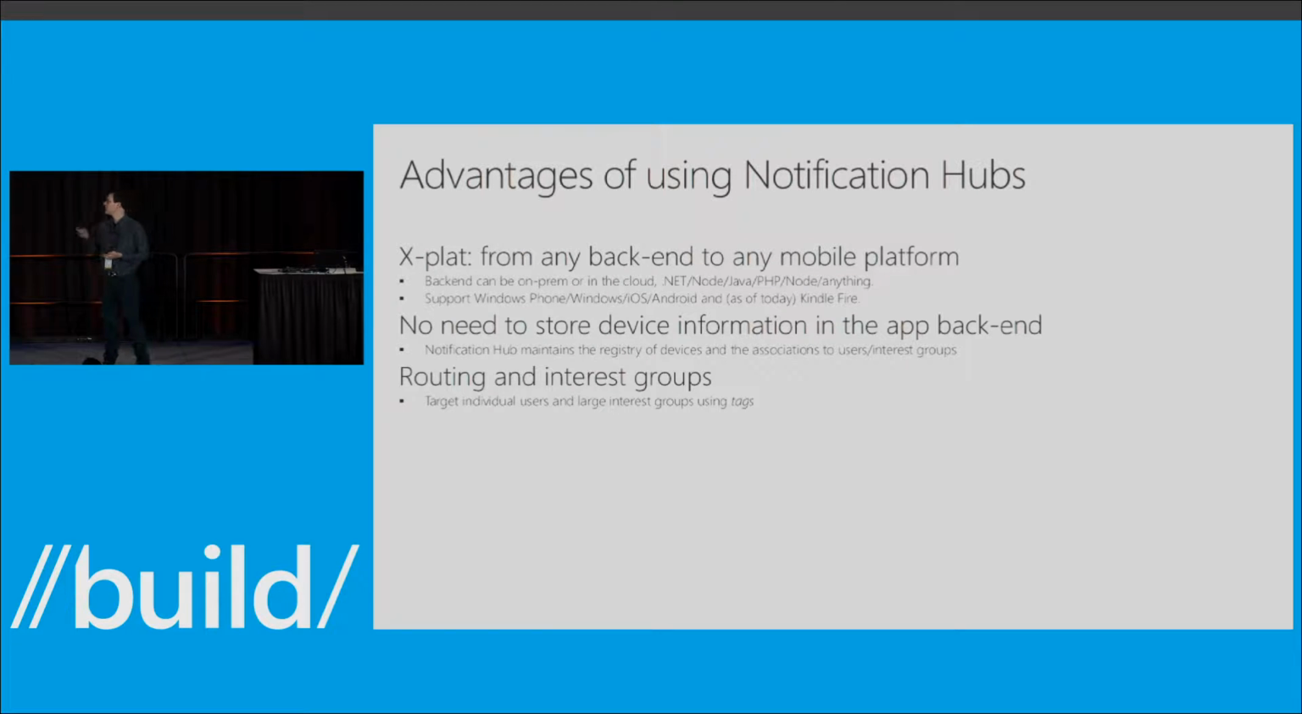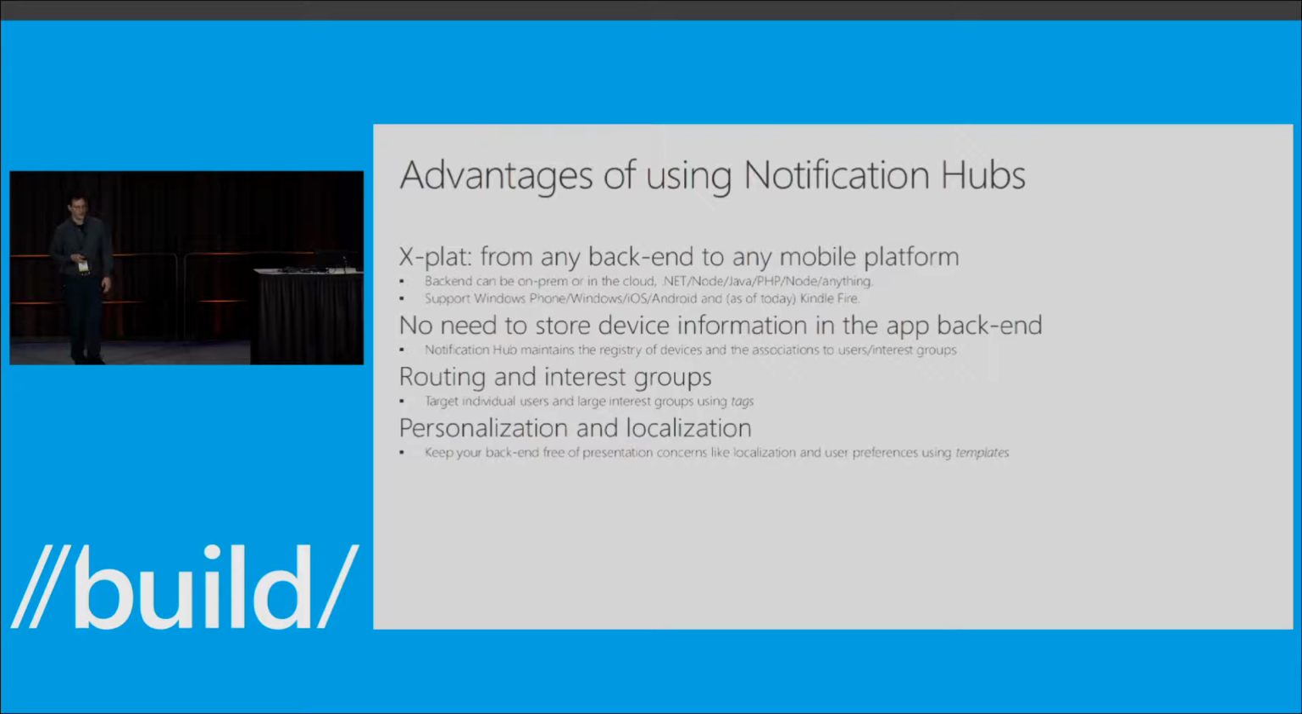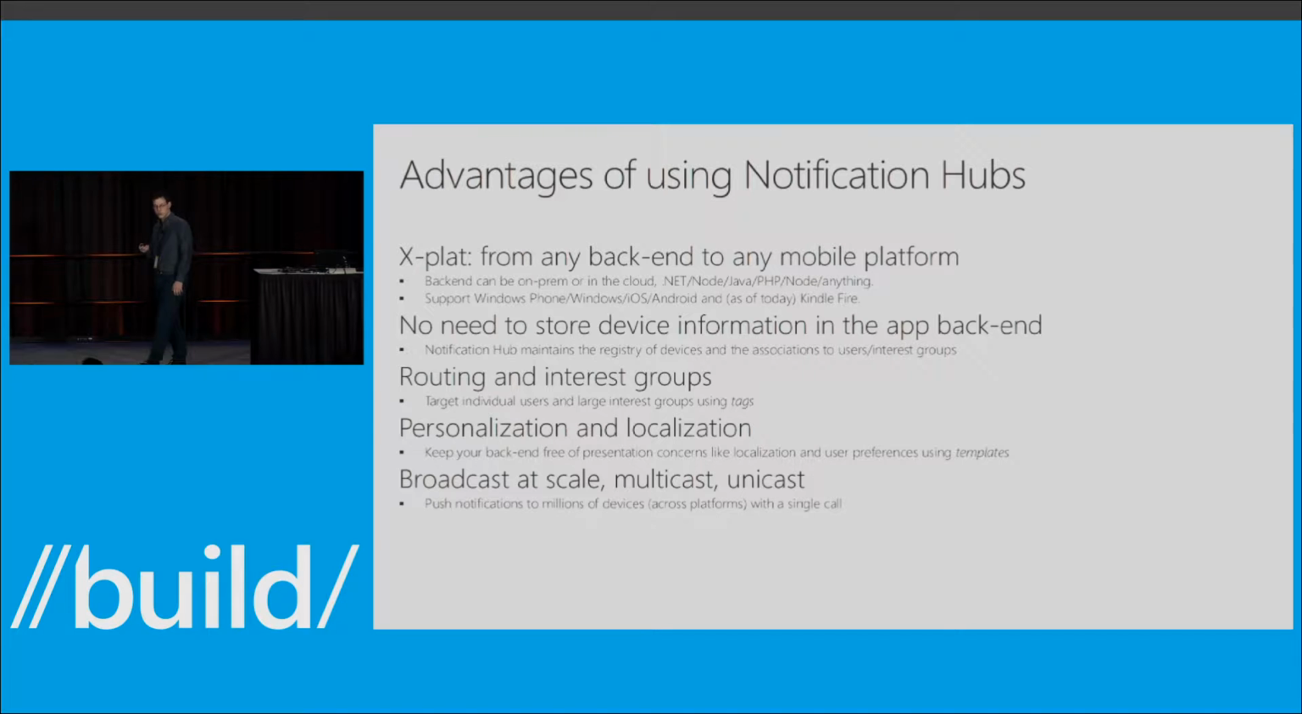We also solve routing and interest groups. With the use of tags, you can quickly associate devices to individual users and interest groups. So you do not have to handle that. Your app just has to refer to devices in terms of interest groups and in terms of users. We do support personalization and localization with the use of a feature called templates. We do broadcast at scale, and we also provide a way to send to small groups and to single devices. And we provide rich telemetry for push notifications.